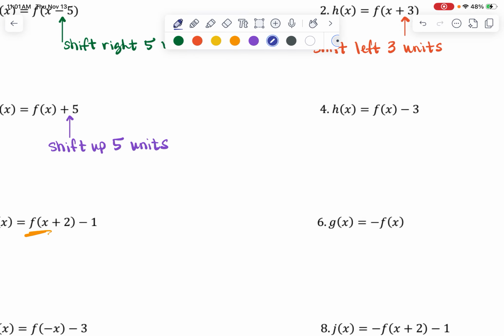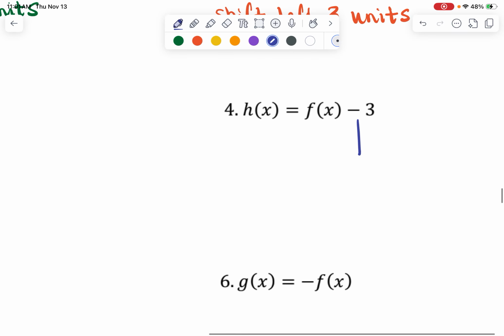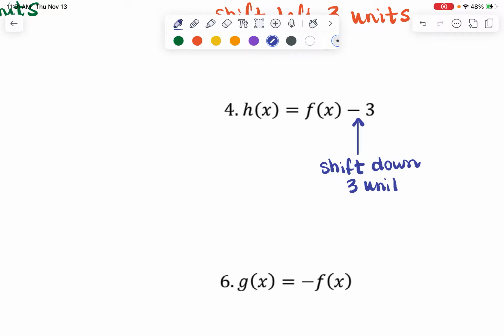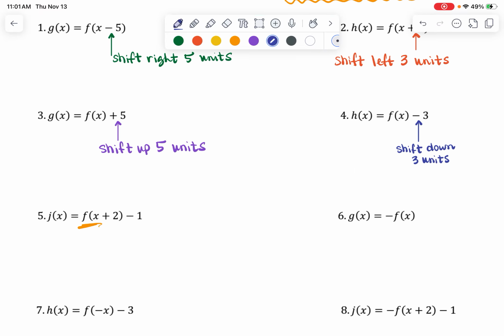All right, and then I'm going to go over here. We've got a -3 on the outside, which means it's affecting it vertically. And like I said, what you see is what you get. So this is shift down 3 units. Again, right now we're just doing one shift at a time, right? All right, let's go to this one.